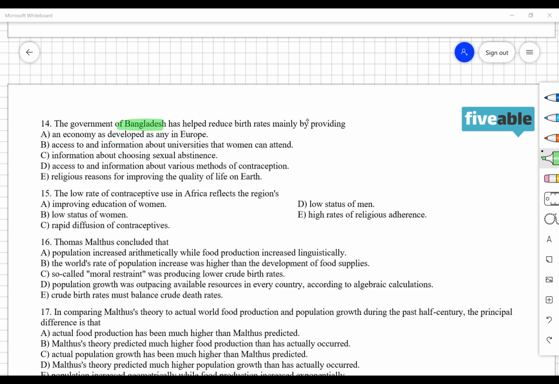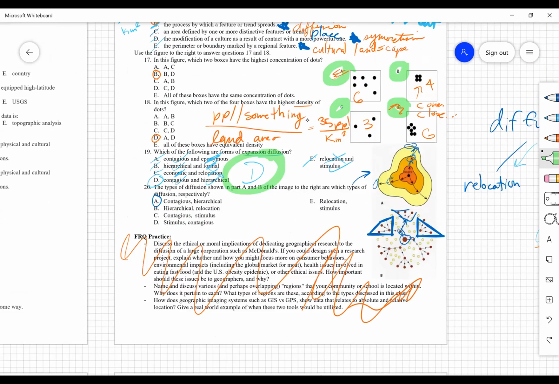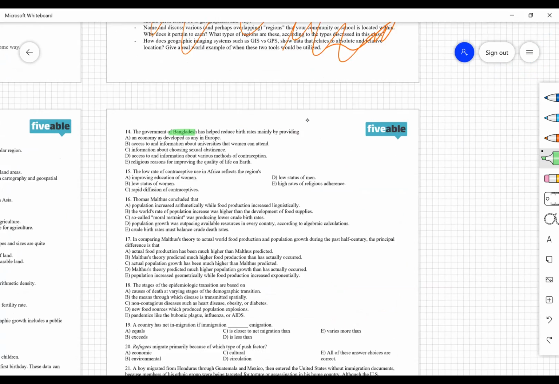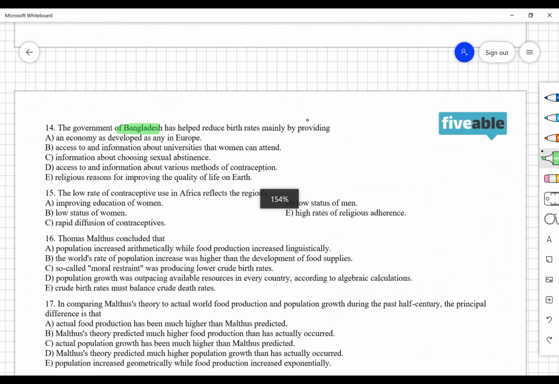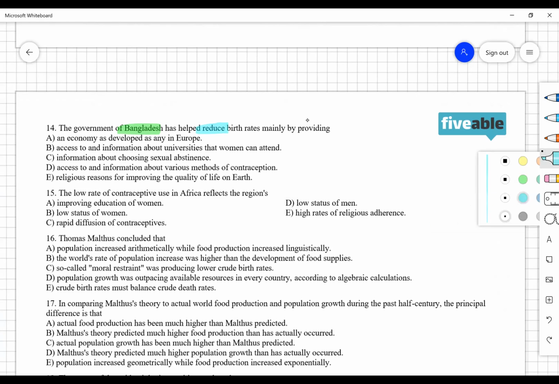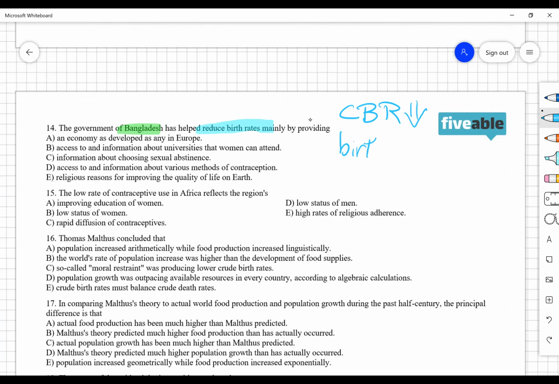So basically, what you're going to be looking at here is the application of concepts. So when I told you we were looking at vocab words earlier, like, pattern and density, dispersion, diffusion, cultural landscape. The later units in AP Human Geography is when you really apply these vocab words. So let's see if we can do that here. So we're looking at the government of Bangladesh is going to help reduce birth rates. So if we model that, we're going to say our CBR, crude birth rate, is going to go down by providing what? So crude birth rate is just births per 1,000 people in the country.